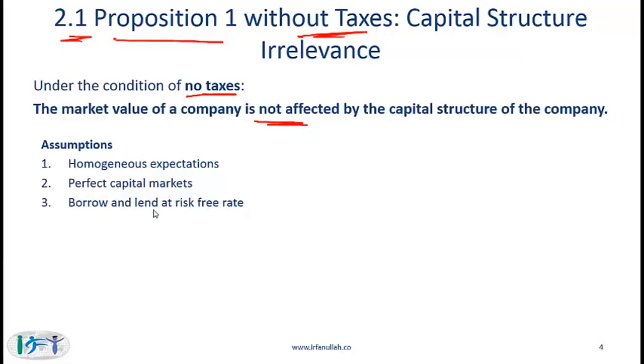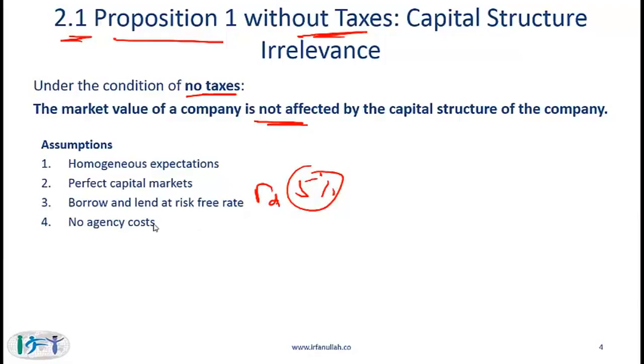We can borrow and lend at the risk-free rate. And what this is saying is that in all cases, we as a company, when we borrow, our cost of debt is going to be the risk-free rate. If the risk-free rate is 5%, then we can borrow at 5%. And we can keep borrowing because there are no transaction costs, because there are no bankruptcy costs, etc. No matter how much we borrow, we can keep borrowing at this rate, at the risk-free rate.